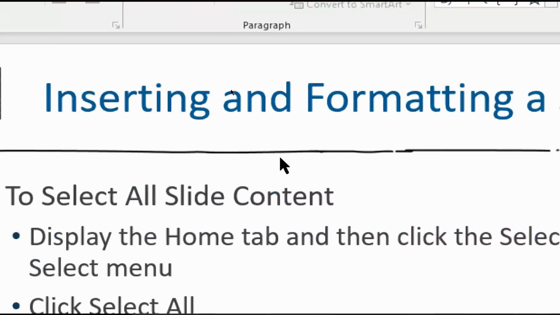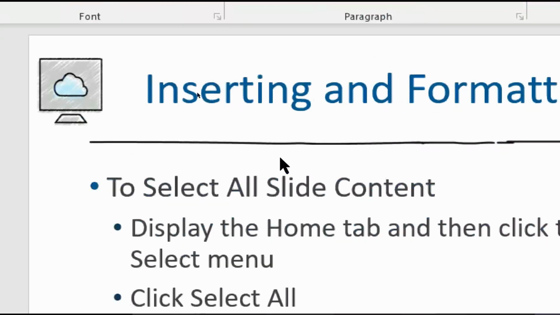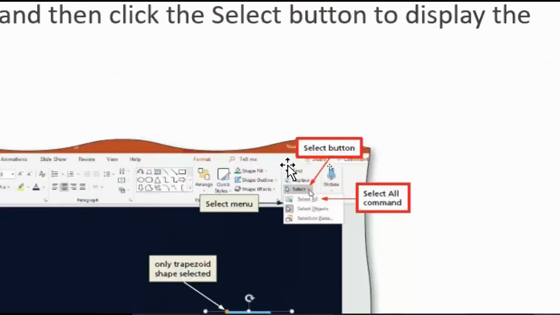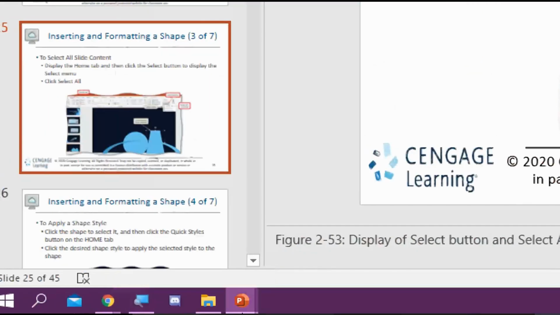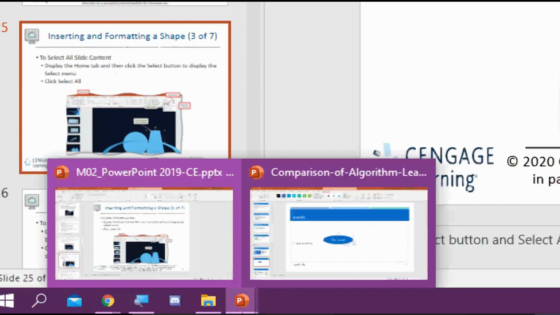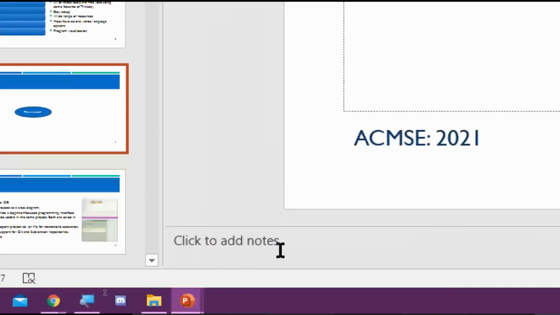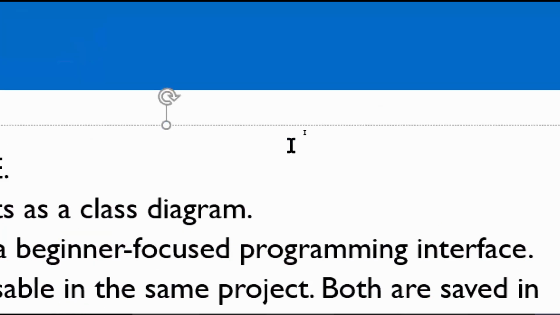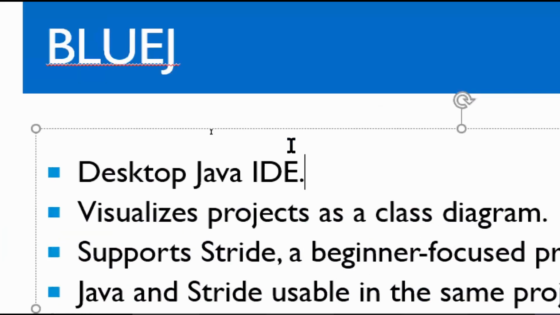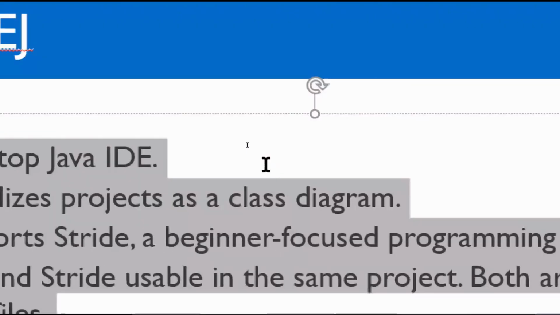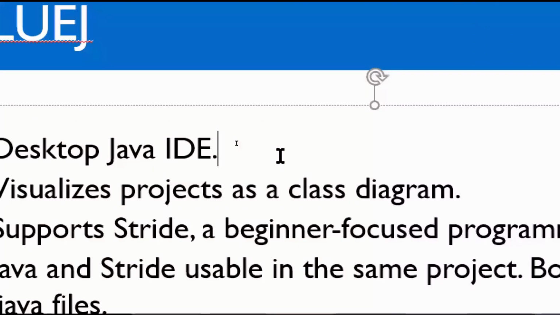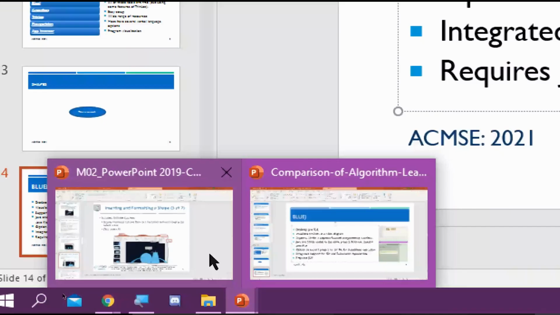To select all slide content, it's the same as before, but again, I find it a bit finicky. So you need to have your cursor inside the slide. You can't just have the slide showing. I think that was my problem. And then just come here, select all, or you can press Control A. So, as always, multiple ways to achieve the same goal.